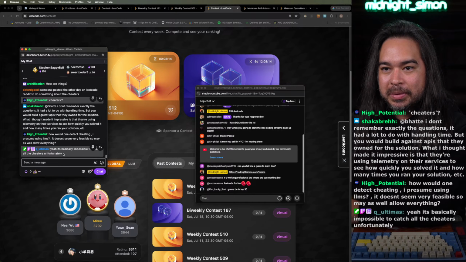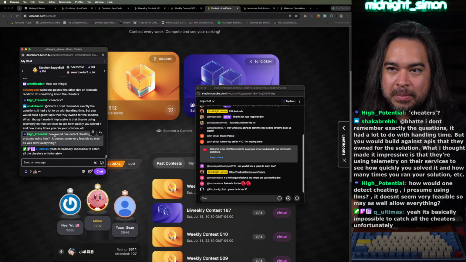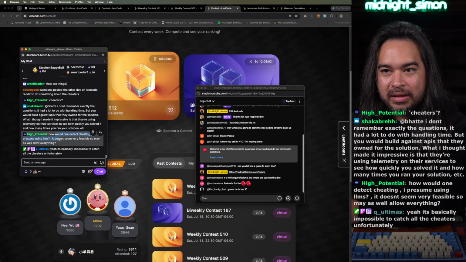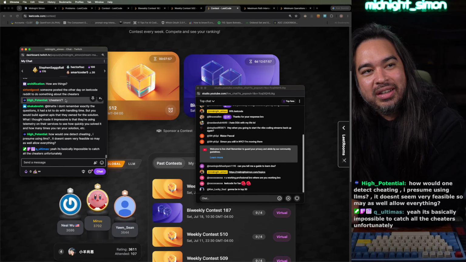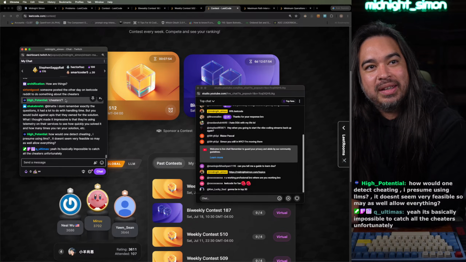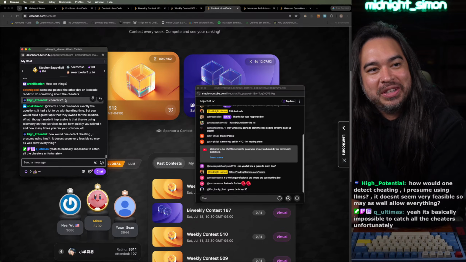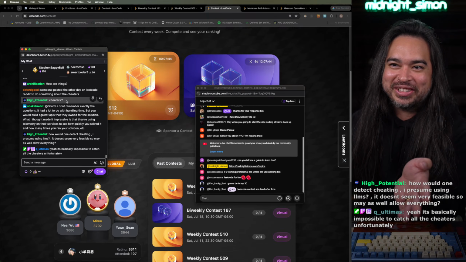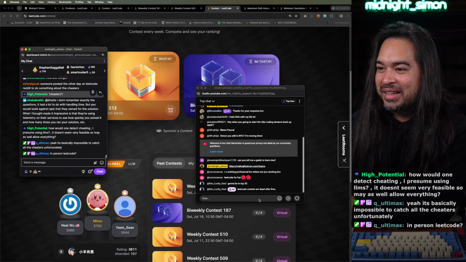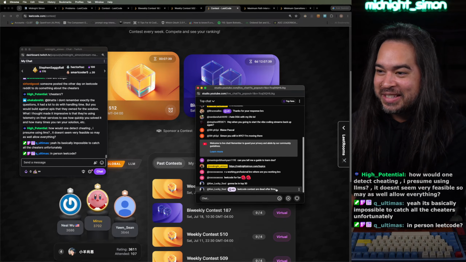It's basically impossible to catch the cheaters. Yeah. How to detect cheating? I presume using LLMs doesn't seem very feasible. Yeah, it's not feasible to catch. You can easily go undetected, man. So the only way is if people went into a room with no internet except the LeetCode website or something, man, and you had to take it like a proctored contest. LeetCode contests are dead after LLMs. That's how I feel, Ken.